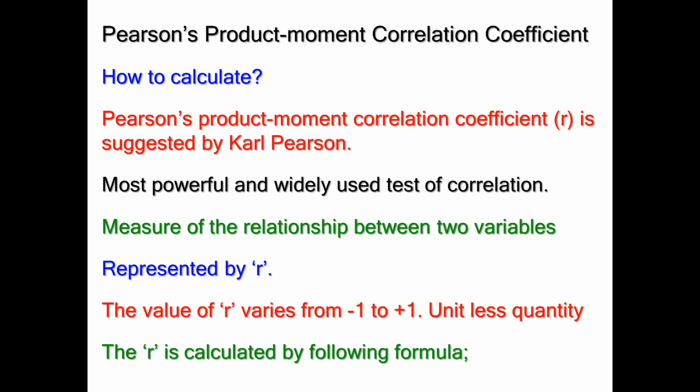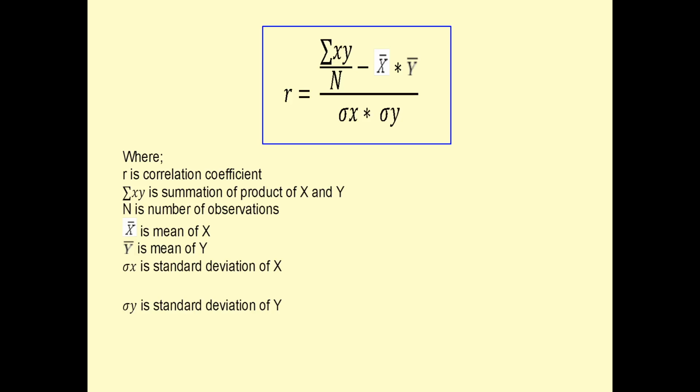The r is calculated by the following formula. This is the formula of the correlation coefficient. r is equal to summation of x into y divided by n minus x bar into y bar, divided by standard deviation of x and standard deviation of y, where r is correlation coefficient, summation xy is summation of product of x and y, n is the number of observations, x bar is mean of x, y bar is mean of y, sigma x is standard deviation of x, sigma y is standard deviation of y.